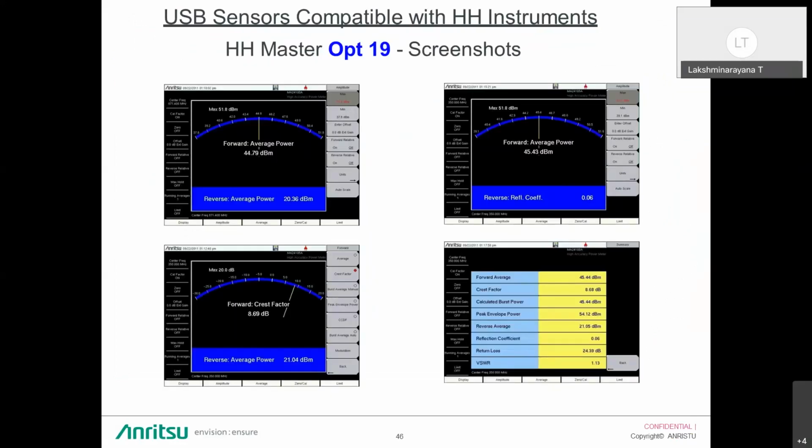And if you have a handheld instrument and purchase the 19 option, you can use the same handheld instrument as a power meter and connect our USB power sensors. The power measurement is limited by the USB power sensor's frequency range and power, not by the handheld instrument.